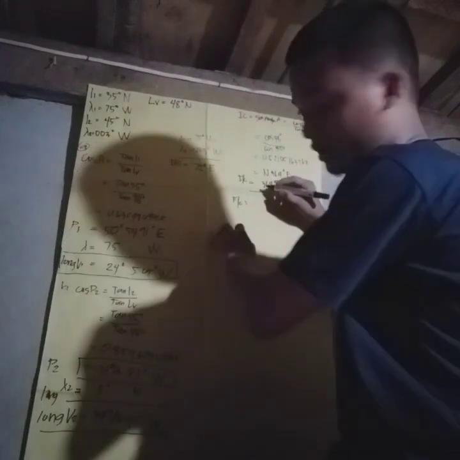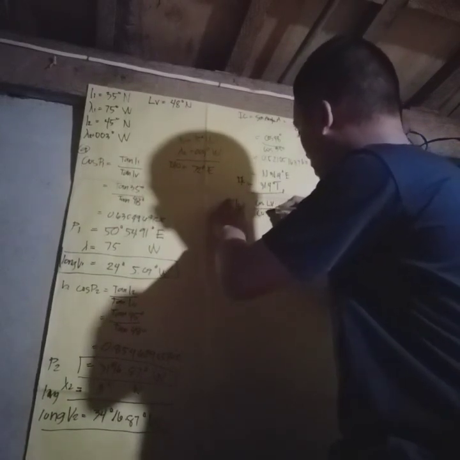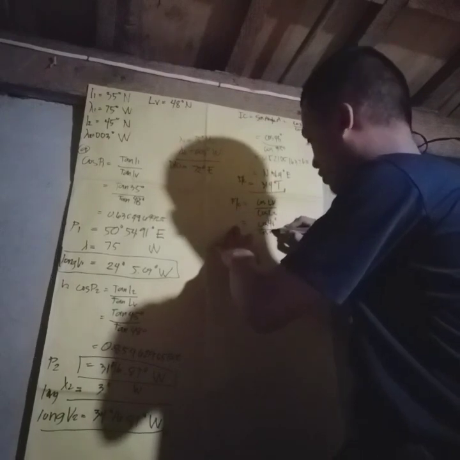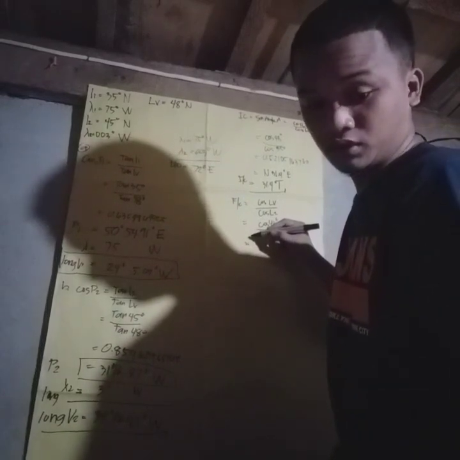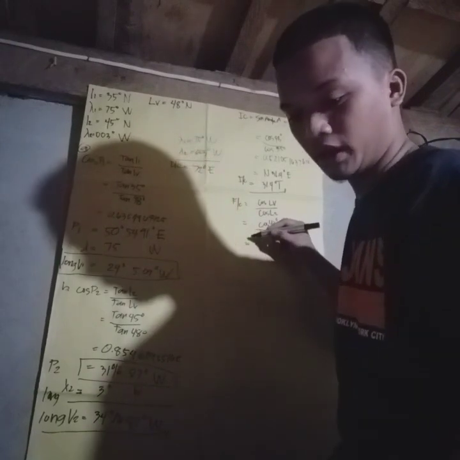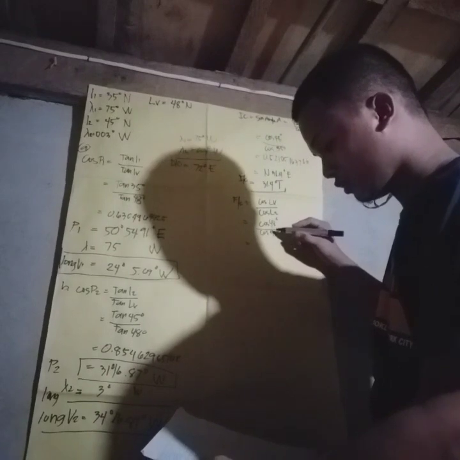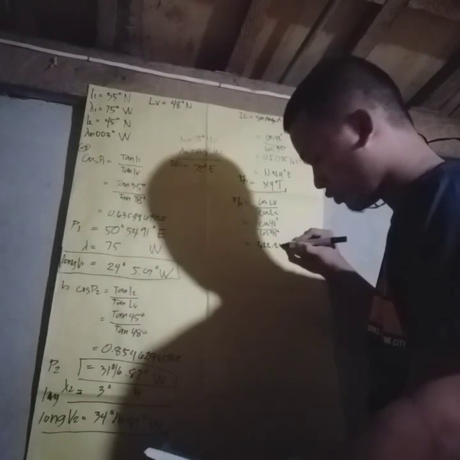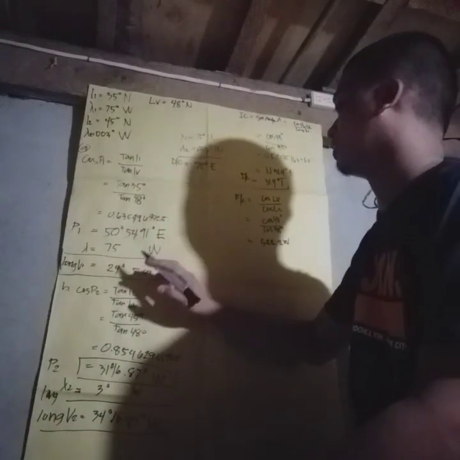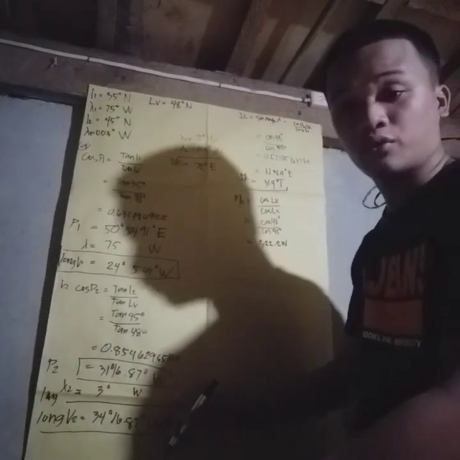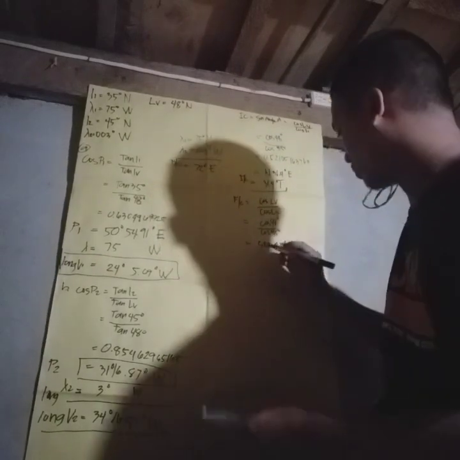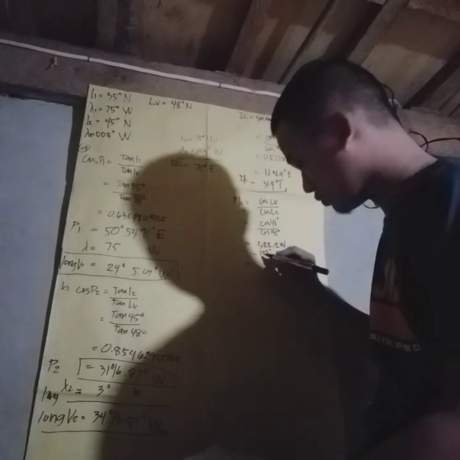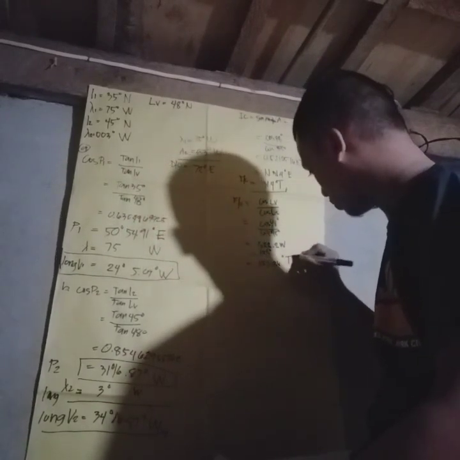For the final course, we use cosine LV over cosine L2, cosine 48 degrees divided by cosine 45 degrees. Our answer is south 22.2 west. South because it is contrary to the north, and west is the value of our long V2, which is west. It is located in quadrant 3, so we need to subtract 180 degrees. V2 minus 180 is 157.88 degrees true course. So that's it.